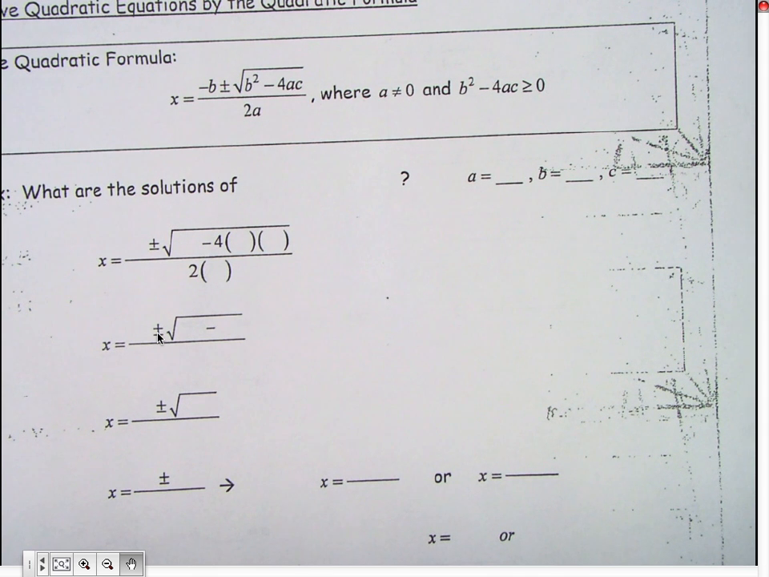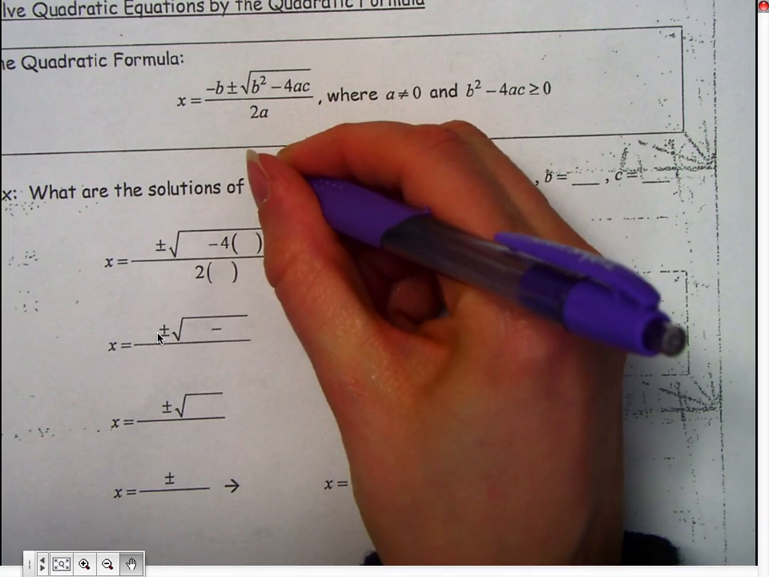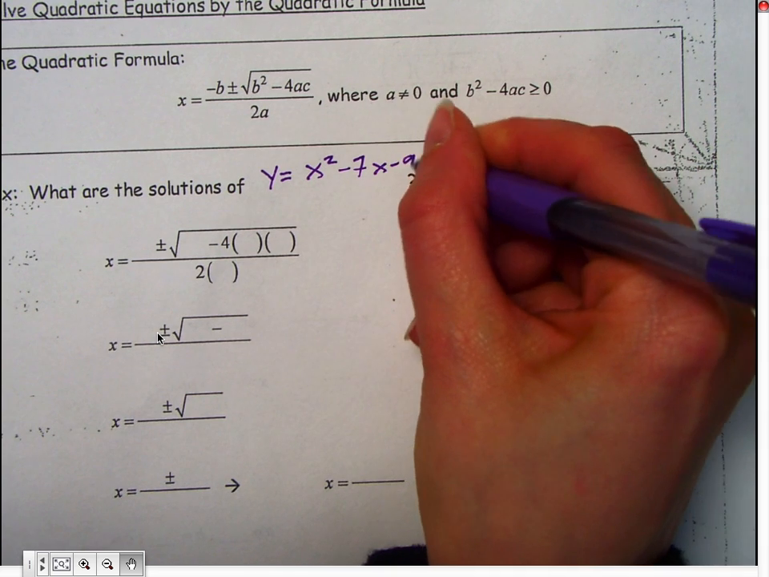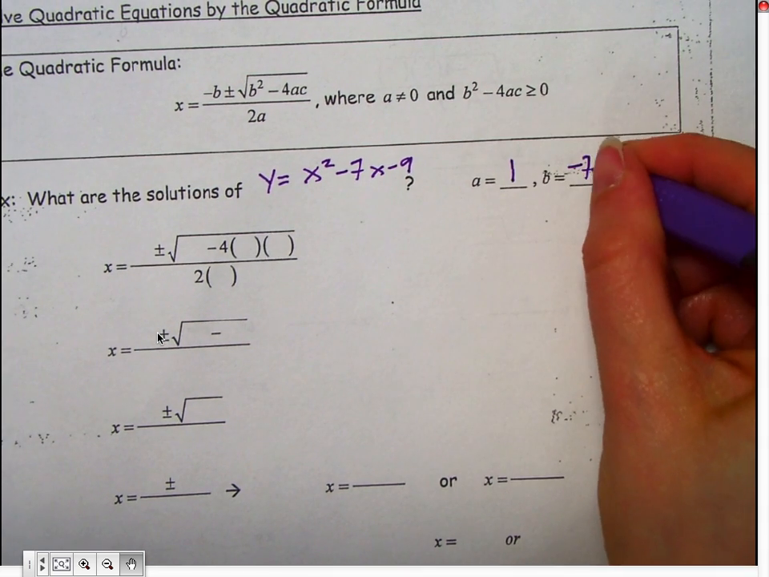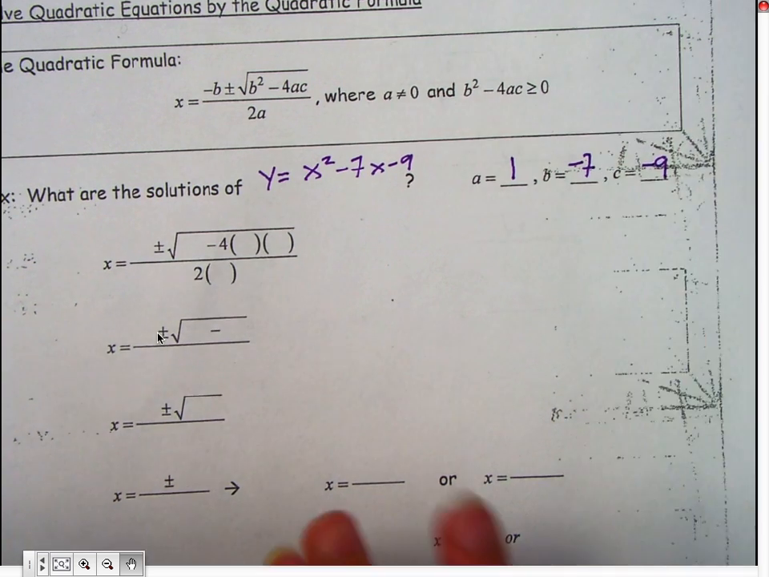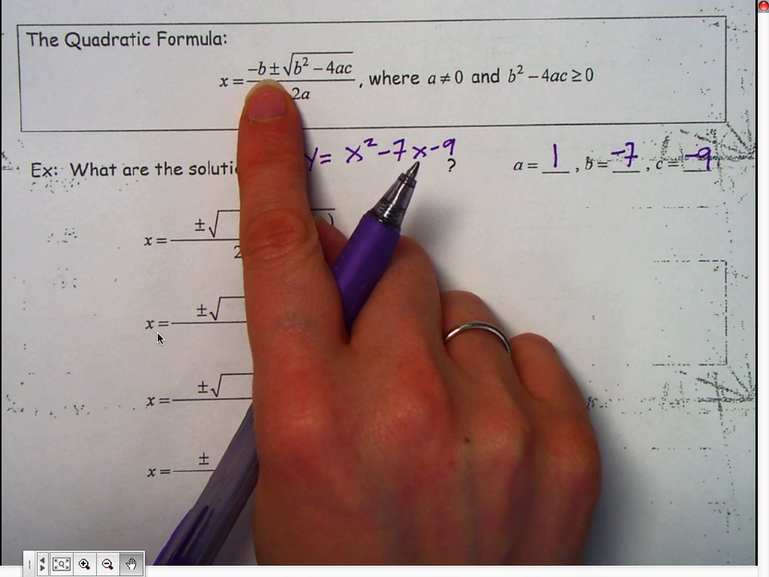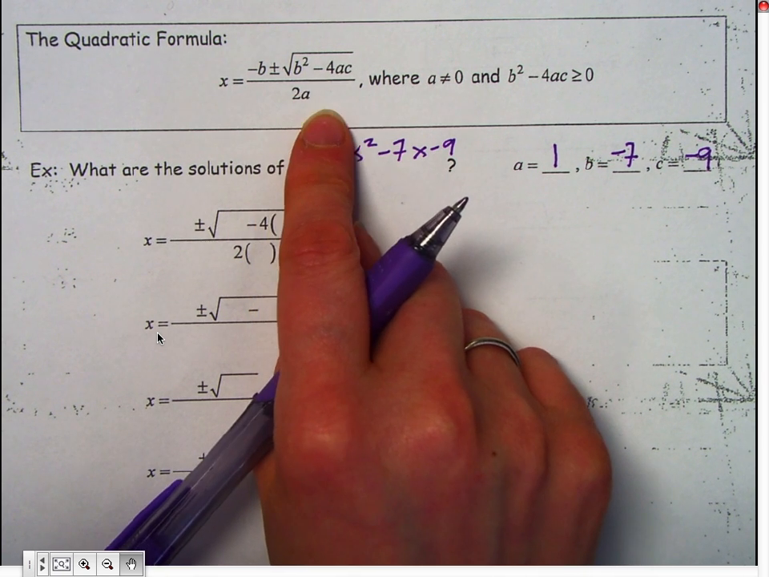Example 1 we're going to look at right here is y equals x squared minus 7x minus 9, where a is 1, b is negative 7, and c is negative 9. And we're going to plug them in right here, where it's negative b plus or minus the square root of b squared minus 4ac all over 2a.